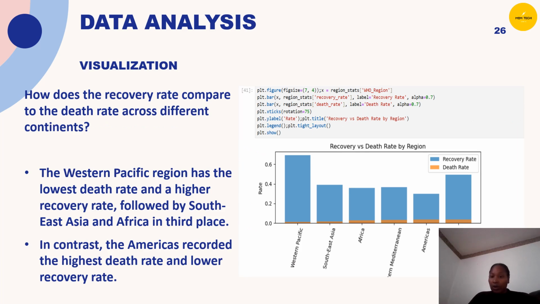So you can also see both recovery rate and death rate in this bar graph plot. The Western Pacific region has the lowest death rate and a higher recovery rate, followed by Southeast Asia, and then Africa in third place. In contrast, America recorded the highest death rate and the lower recovery rates.